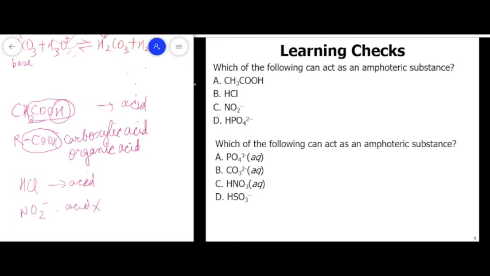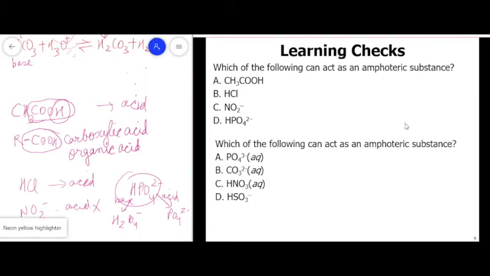Next, we see HPO4 2 minus, and we saw that example where this can actually donate this proton to change into PO4 2 minus, which would make this an acid, or it can actually even accept a proton to become H2PO4 minus. That would make this a base. So this right here is an example of an amphoteric substance.